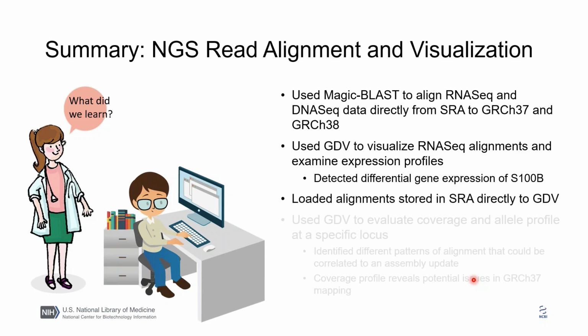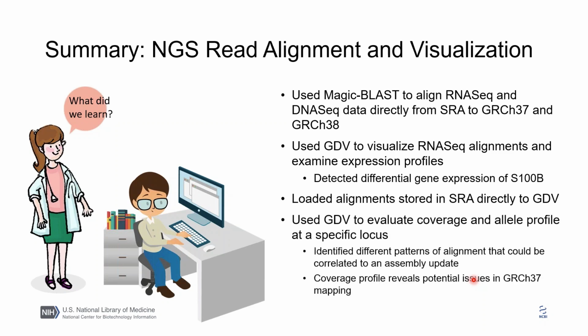We also saw how we can load alignments that are in SRA already directly to GDB. And lastly, we used GDB to evaluate the coverage and allele profile at a very specific locus. So I hope you found this demonstration informative. And please let us know if you have additional questions about the browser or any data in the tracks.